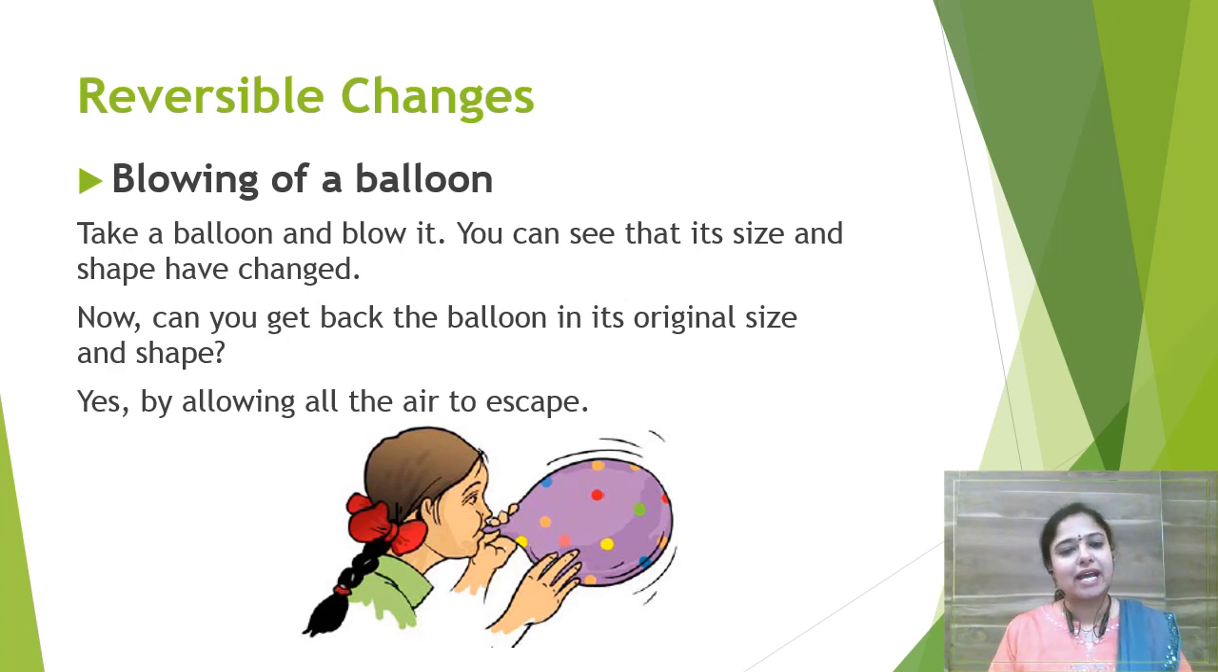The change that has occurred in the balloon, that is, balloon becoming bigger, can be undone. This change can be undone. That is, it is a reversible change. The change that has happened can be reversed back to obtain the object in its original shape and size.